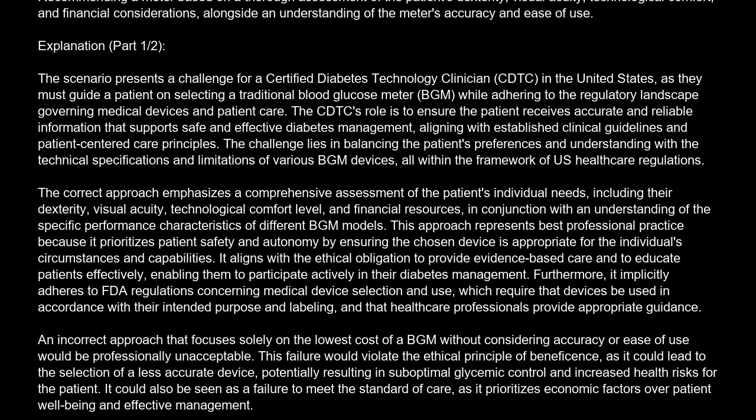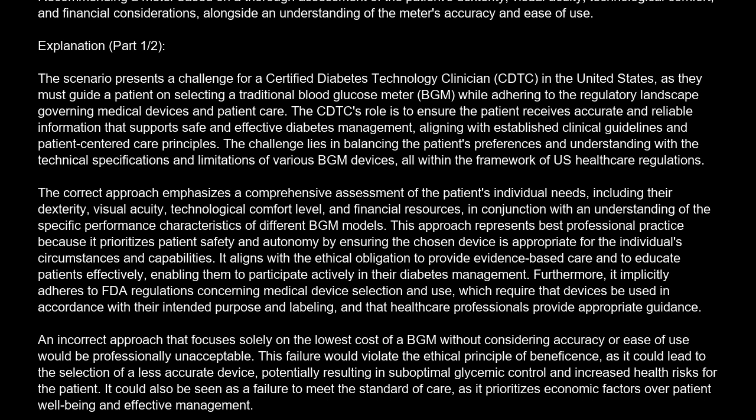The challenge lies in balancing the patient's preferences and understanding with the technical specifications and limitations of various BGM devices, all within the framework of U.S. healthcare regulations. The correct approach emphasizes a comprehensive assessment of the patient's individual needs, including their dexterity, visual acuity, technological comfort level, and financial resources, in conjunction with an understanding of the specific performance characteristics of different BGM models. This approach represents best professional practice because it prioritizes patient safety and autonomy by ensuring the chosen device is appropriate for the individual's circumstances and capabilities.